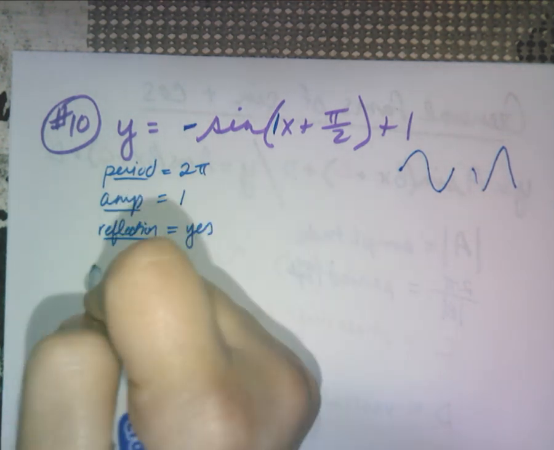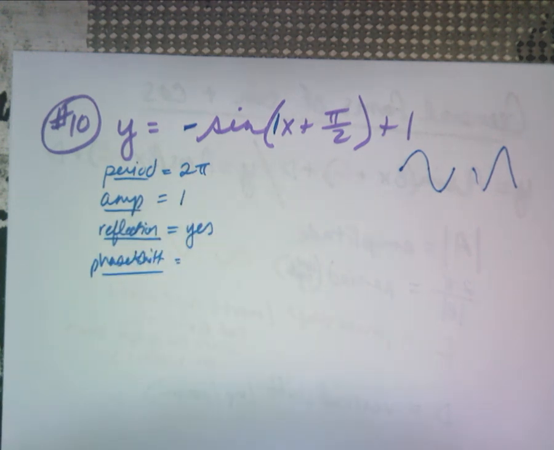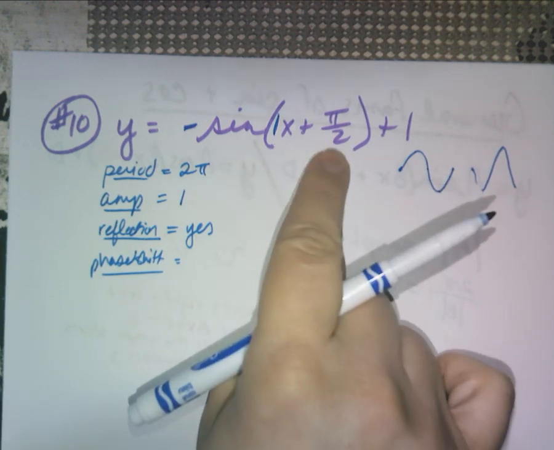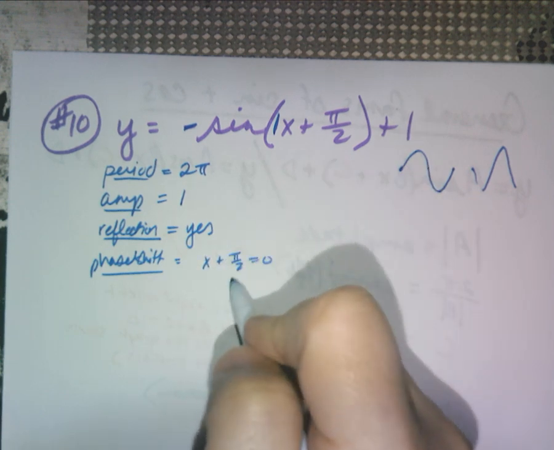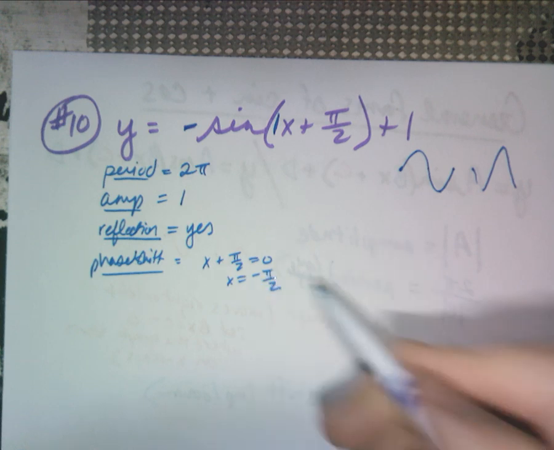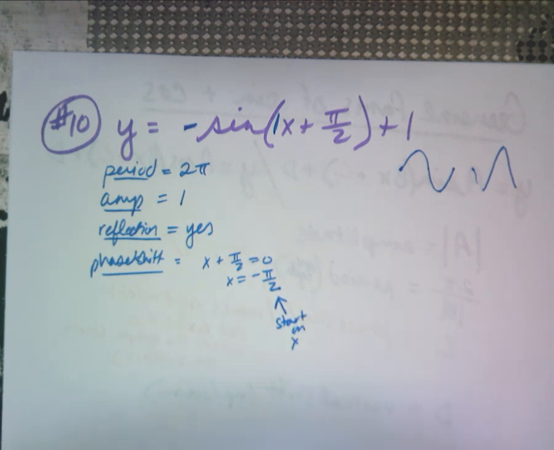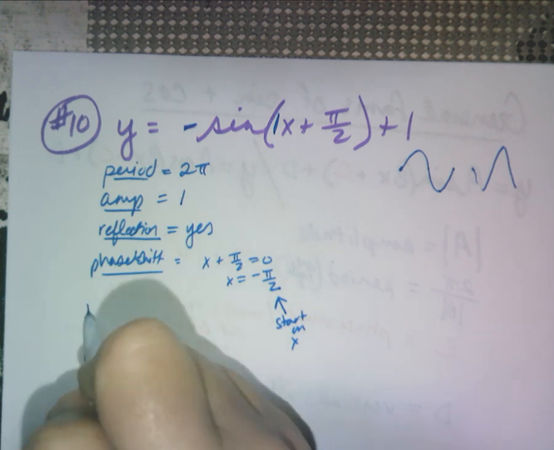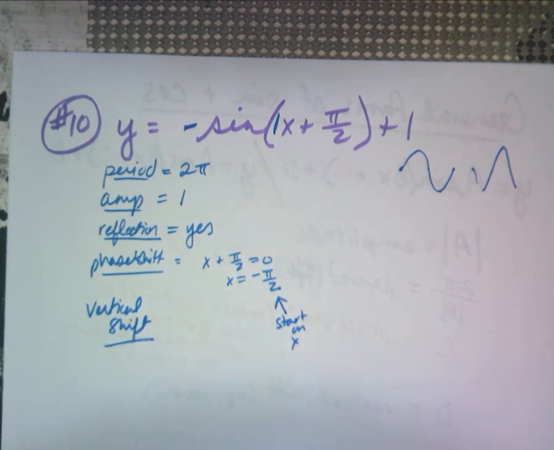All right. Then phase shift. Okay. So phase shift means have I moved right and left? And you can even tell right now, haven't you? And if you set this equal to 0, what are you going to get? You're going to get -pi/2, which you kind of knew. This is where you start on the x. You start there at -pi/2. One more thing, vertical shift. This one has all of them in there, so this was a good one. It's up 1.